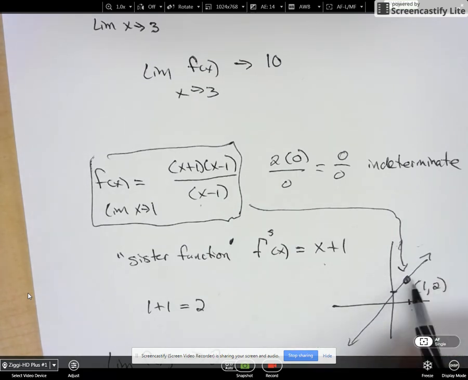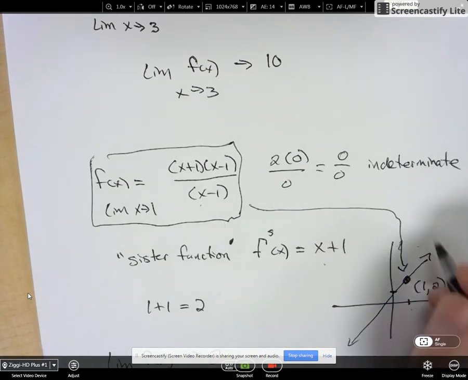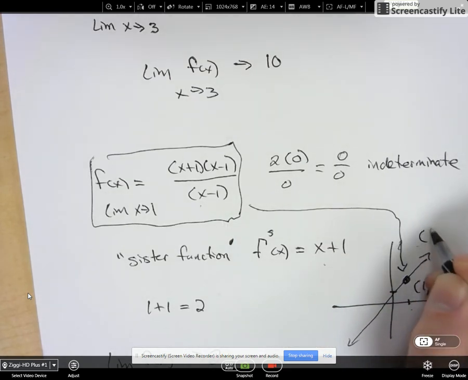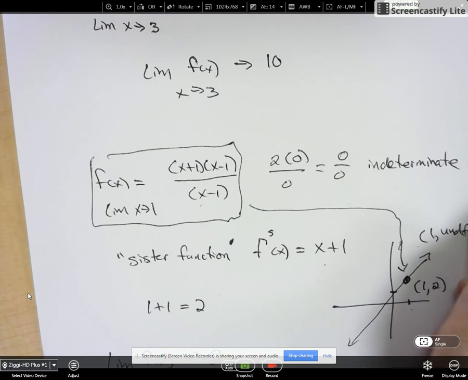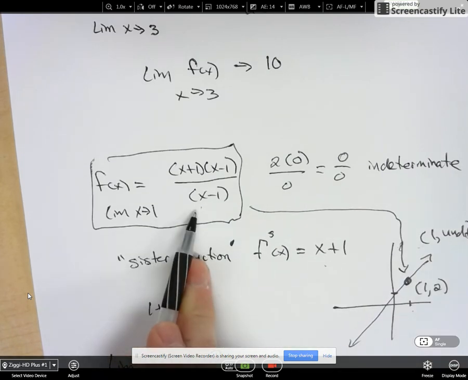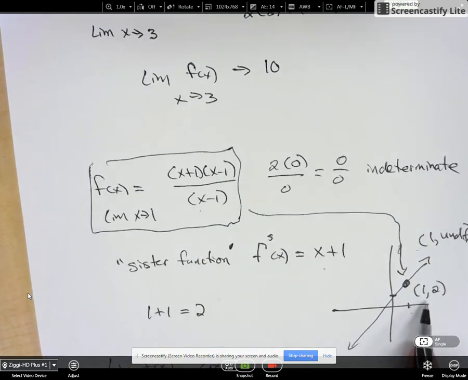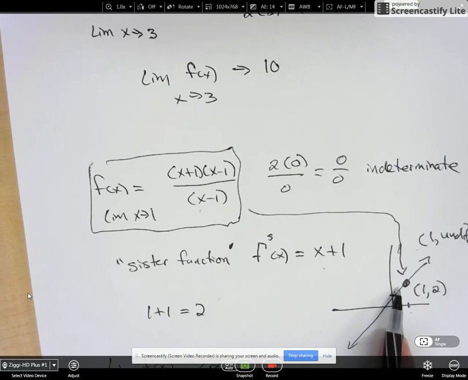It does not matter that there's a hole in the graph, and in the original function, this point right here is actually (1, undefined), because it is division by 0 happening here. In the sister function, it's (1, 2). In the original function, it's (1, undefined).